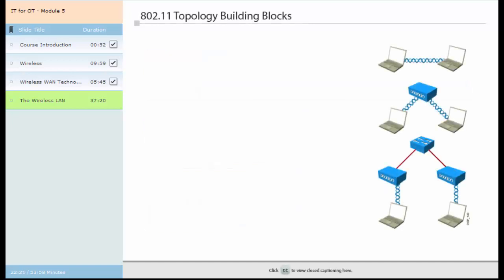There are two main modes of operation in a WLAN environment. There's the ad hoc mode. In this mode, wireless client devices connect to each other directly. Ad hoc mode does not involve the use of an access point to connect to the network. This type of connectivity is also referred to as Independent Basic Service Set, IBSS mode.